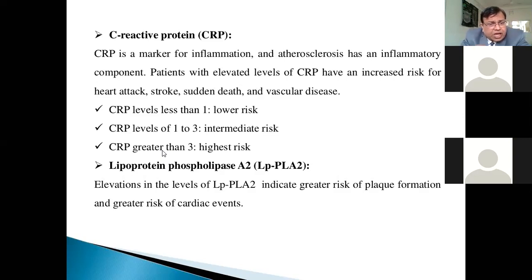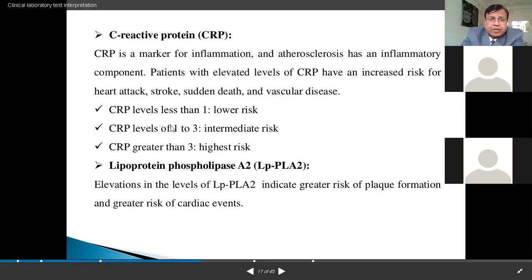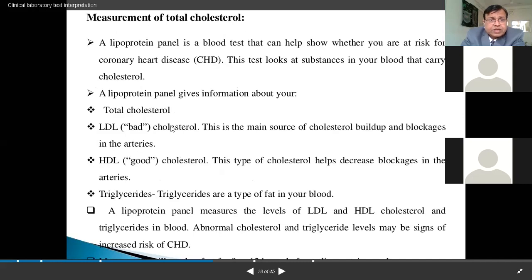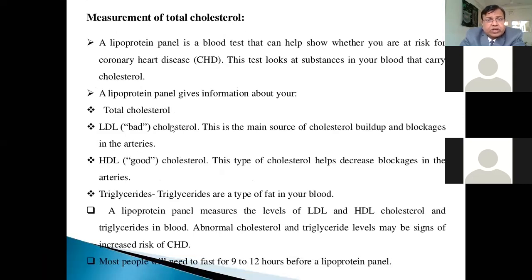Now, next is lipoprotein phospholipase, that is an enzyme. Elevation of Lp-PLA2 level indicates a greater risk of plaque formation and greater risk of cardiac event or cardiac disease. Now, next is measurement of total cholesterol. We have only 2 minutes, so we can finish this slide, and tomorrow we will take the rest.